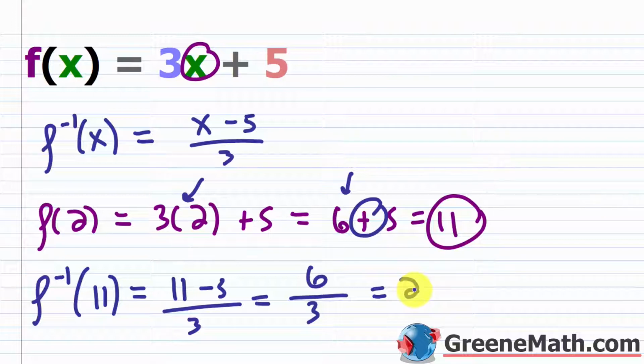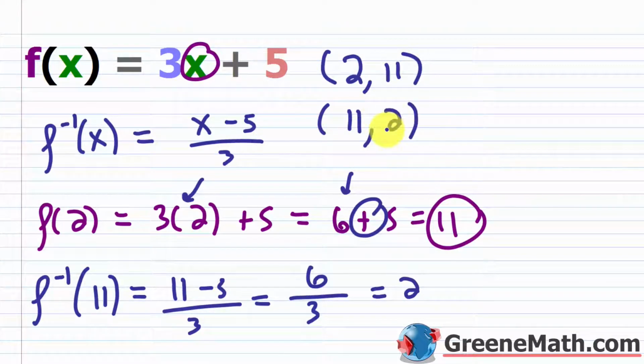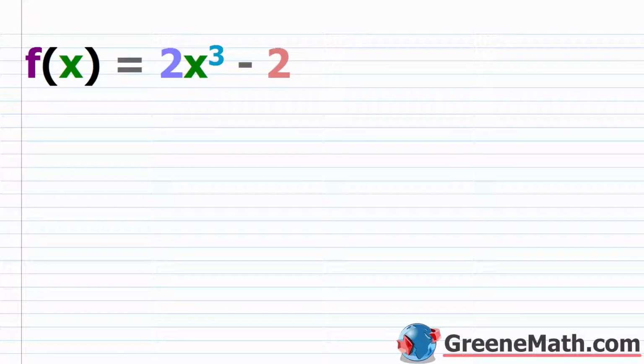So what you see is that in the first one, we have an ordered pair that's 2, 11. In the second one, we've reversed that ordered pair. If I plug in 11, I get back to 2. So these guys, again, they reverse each other. So this is the main concept of an inverse. All right, let's take a look at another example.